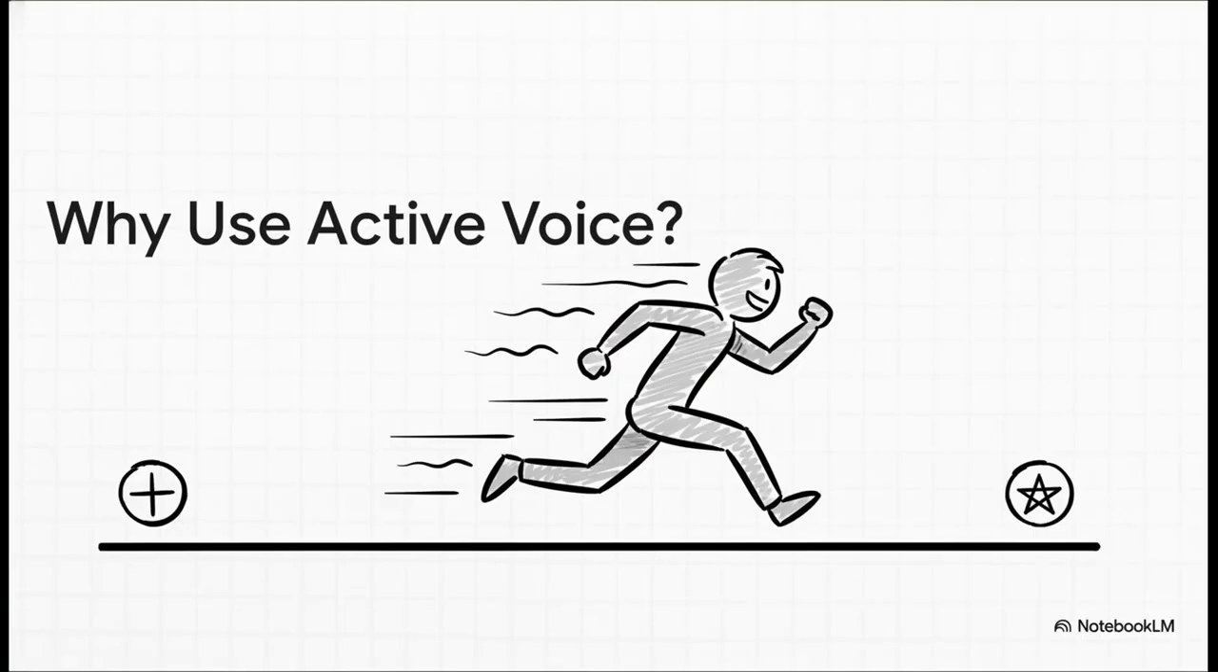So, why do we lean on active voice so much? Well, because it's a straight line from point A to point B. The subject does the verb to the object. Done. The sentence just drives forward, and there's no room for confusion. This kind of structure gives your writing energy and makes it feel really confident and just easy to follow.